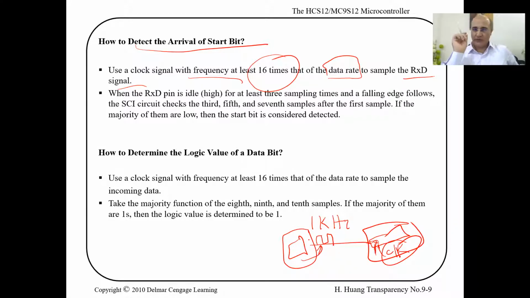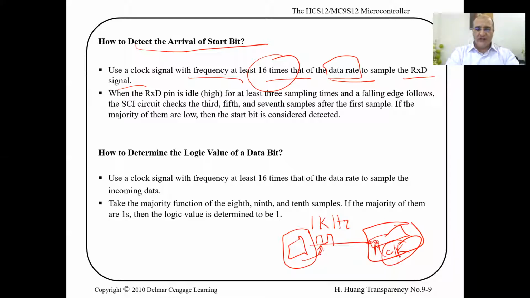a byte or a bit 16 times to make sure that if a drift happens, you did not lose it. Okay, if I missed 2 steps or 3 steps, I'm still within the same byte. So you have a clock that is 16 times faster than the data rate, which we call the baud rate.